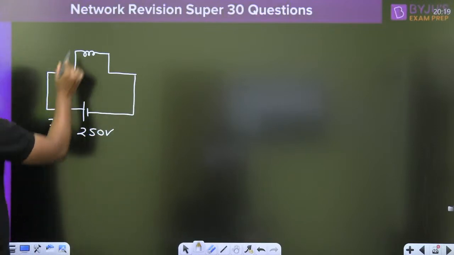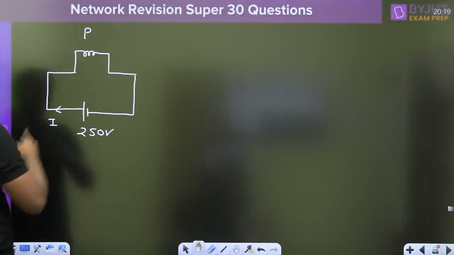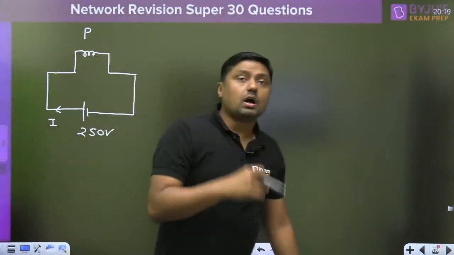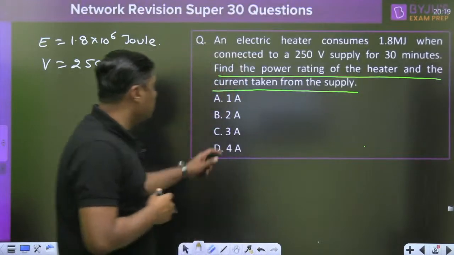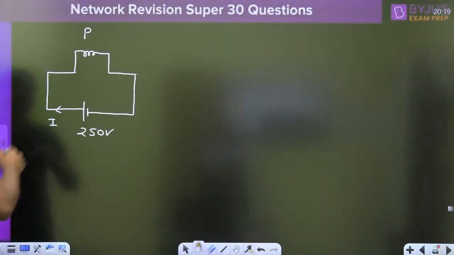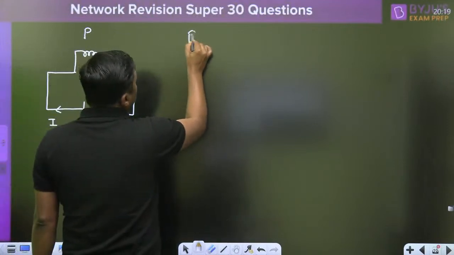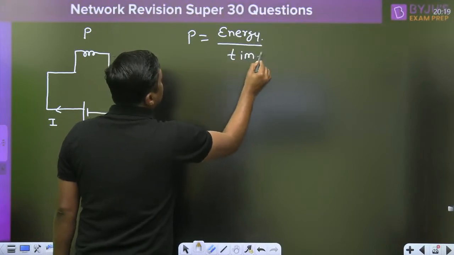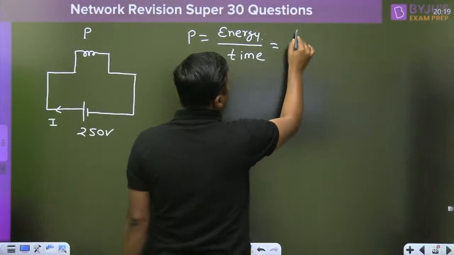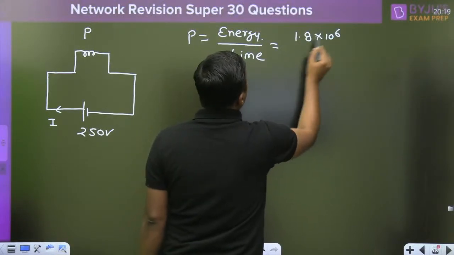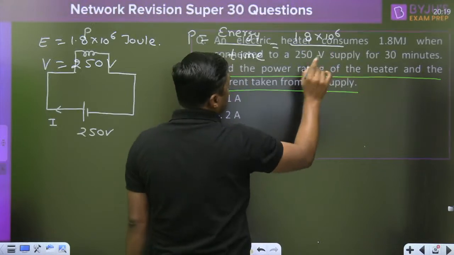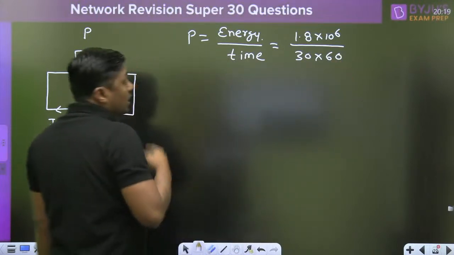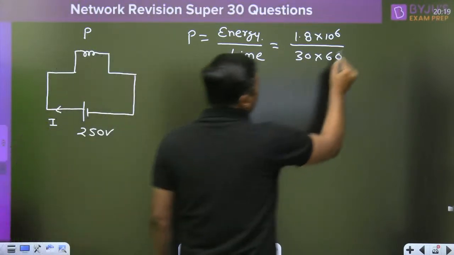And this is the current I. So it may ask what is the power rating of this heater, and what is the current given by this supply. The answer given by the student is D, yes, the current is 4 ampere. We can calculate. Power is equal to energy by time. The energy is 1.8 megajoule, so 1.8 into 10 raised to power 6 upon time. The time is 30 minutes. Convert it into seconds, 1800. From this you will get the power, that is 1000 watt.